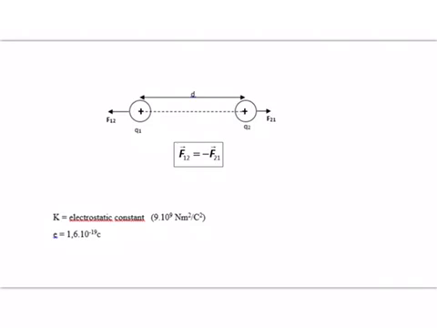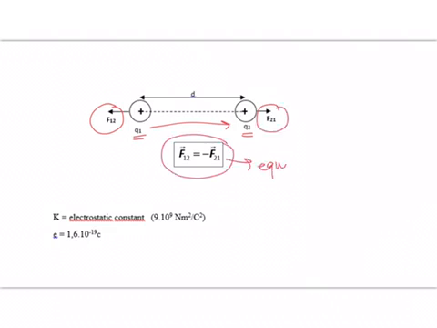Here what is important is that the Q2 charge repels the Q1 charge with a force of F, and the Q1 charge repels the Q2 with a force of F. These two forces are equal but opposite in direction. So D is the distance between the charges.